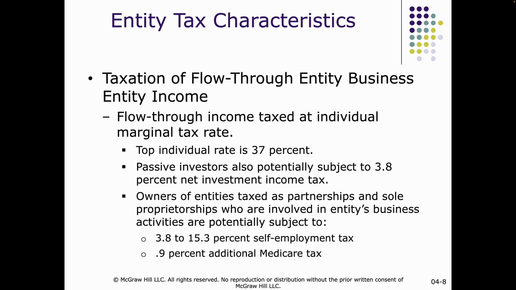So now let's talk about flow-through income that is taxed at the individual marginal tax rate. The top individual tax rate is 37%. Passive investors are also potentially subject to another 3.8% net investment income tax. Owners of entities taxed as partnerships, and sole proprietors who are involved in the entity's business activity, are also potentially subject to another 3.8% to 15.3% self-employment tax and another 0.9% additional Medicare tax as well.